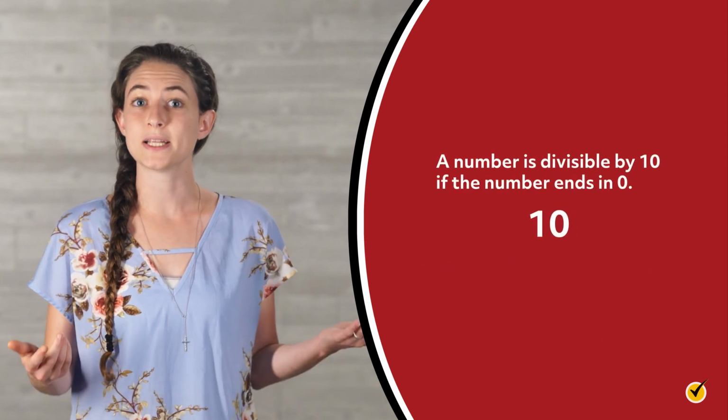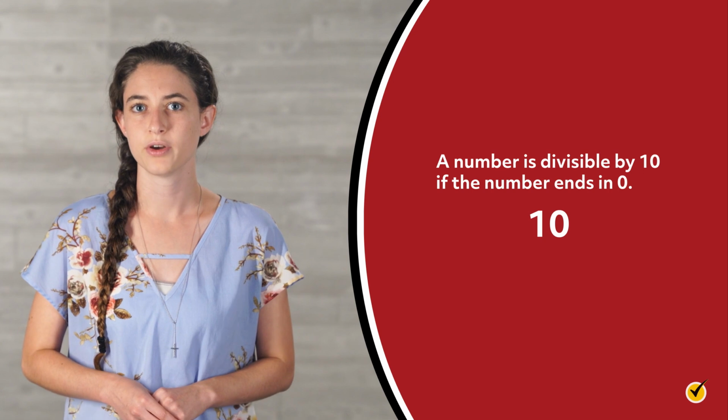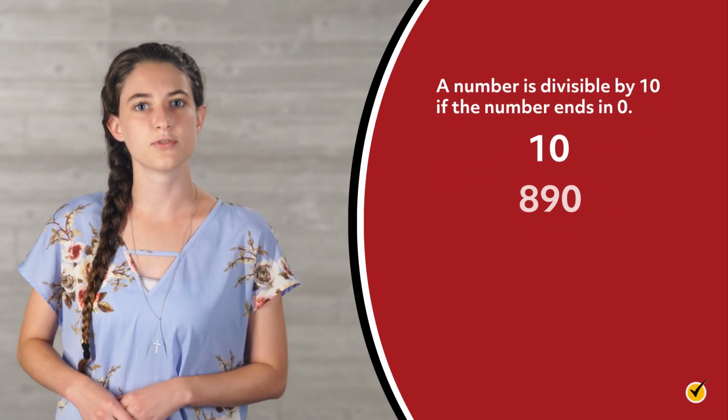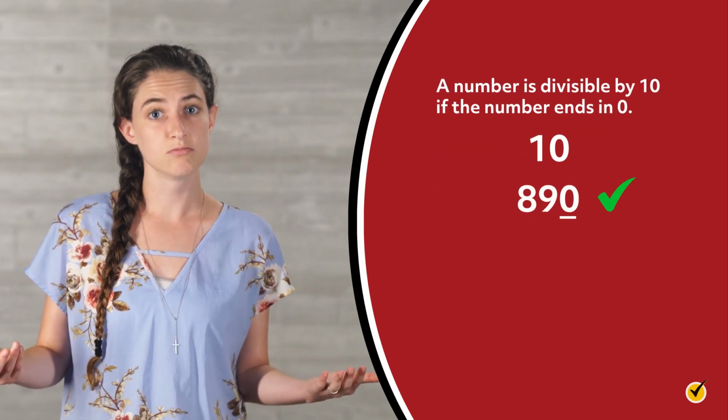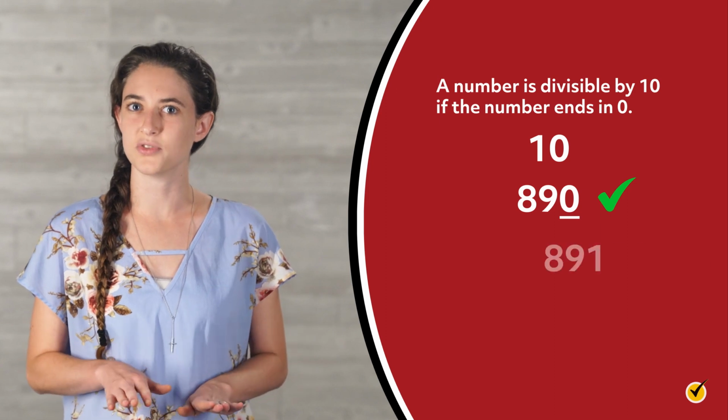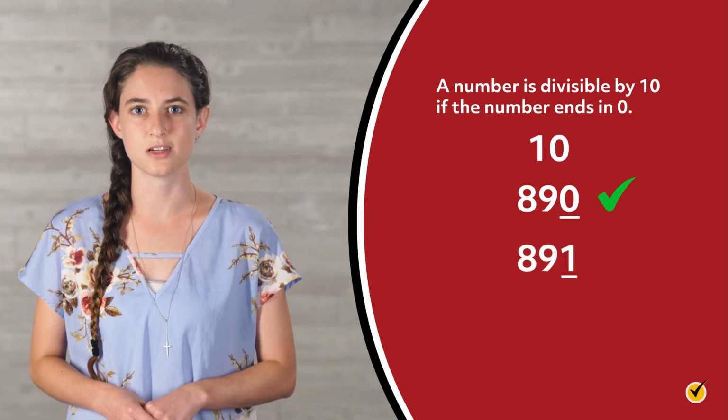A number is divisible by 10 if the number ends in 0. For example, 890 is divisible by 10 because it ends in a 0. 891 is not divisible by 10 because it does not end in 0.